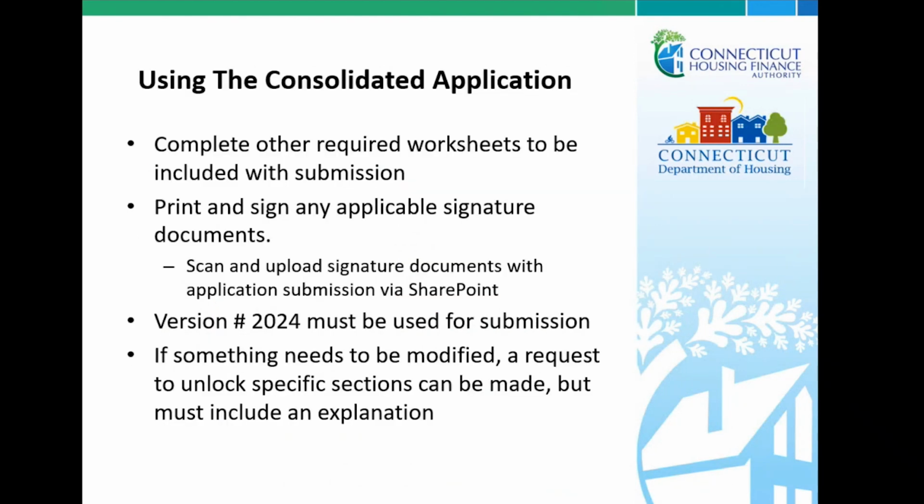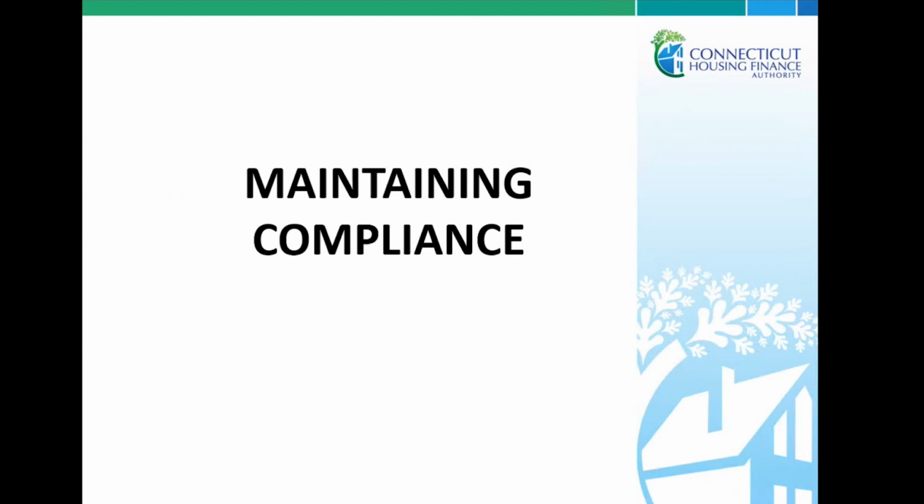Okay, so complete the worksheet, print and sign any applicable signature documents, and then you can scan and upload the signed document to the SharePoint. Version 2024 must be used, and if something needs to be modified or you need a cell to be unlocked, let us know. Make sure you provide us with the rationale as to why you need something modified, but we'll review it.